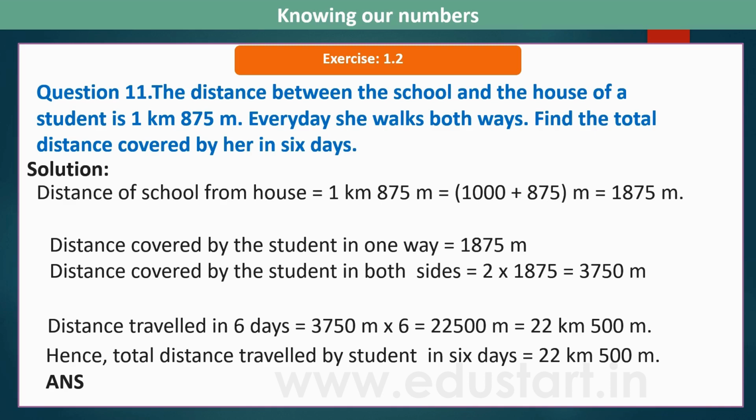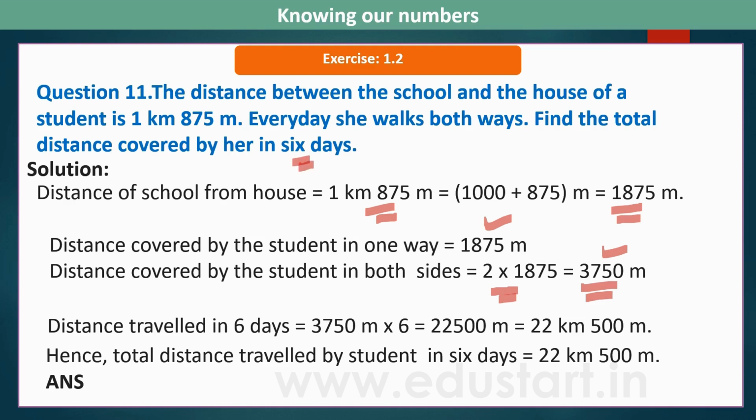Distance of school from house is equal to 1 kilometer 875 meters, which is 1875 meters. Now distance covered by the student in one way, from house to school, is 1875. Now she is going to school and again coming back to the house. So it means that she has to cover two sides, which is equal to 3750 meters. Now this is the distance she is covering in one day. Now as per the question, how much distance is she going to cover in 6 days?